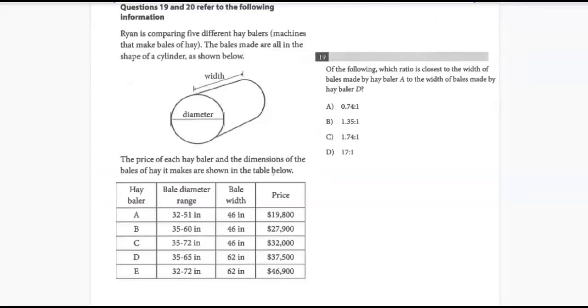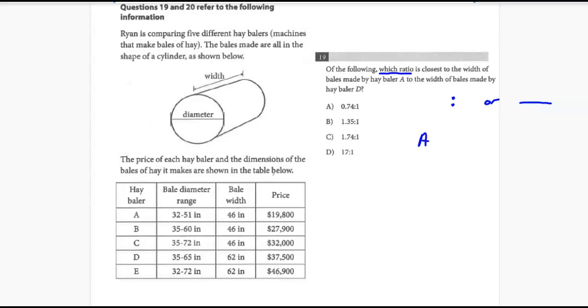All right, we have another multi-step problem here, different numbers. So the next two questions operate off the same chart. Ryan's comparing different hay balers. They have a width and a diameter. They got prices down below. Of the following, which ratio is, so a ratio, remember, is either a dot dot, or a fraction. Which ratio is closest to the width of the bales made by A to D?